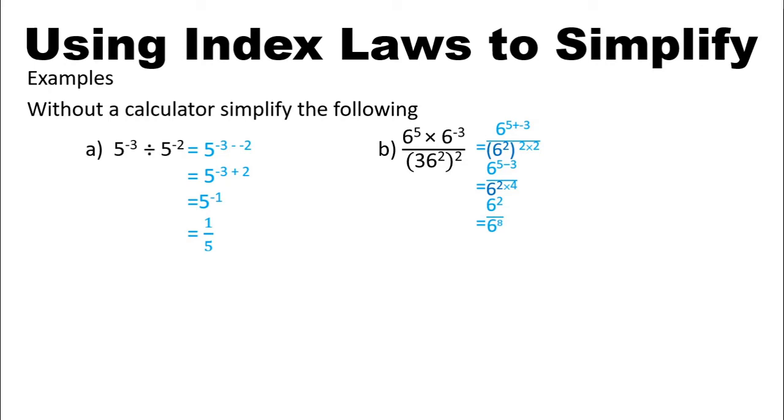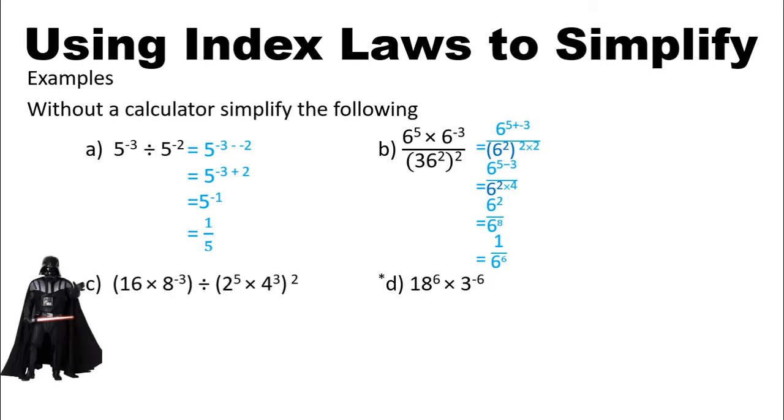Now simplifying this fraction, I can divide both top and bottom by 6 squared. So 6 squared divided by 6 squared will give me 1, and 6 to the power of 8 divided by 6 squared will give me 6 to the power of 6. That's 1 over 6 to the power of 6. Now remember, with these examples, we're just asked to simplify. So without a calculator, I'm not expecting you to multiply 6 together 6 times.